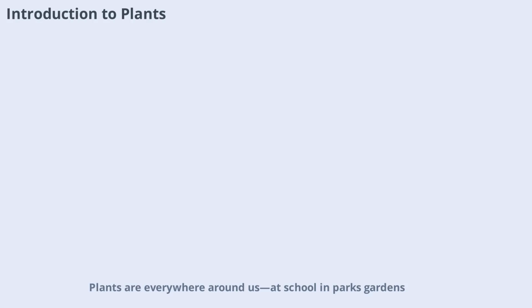Plants are everywhere around us, at school, in parks, gardens, and even along roadsides. They come in all shapes and sizes, from tiny patches of green to towering trees. Some have vibrant flowers, while others display unique leaves. In this video, we'll embark on a journey to get to know plants better, exploring their different parts and understanding how they are classified. By observing plants closely, we can appreciate their diversity and learn how each part plays a vital role in their growth and survival.